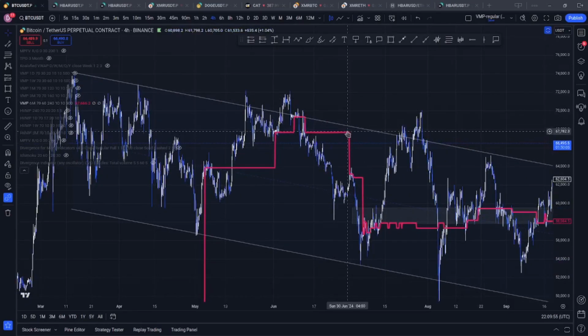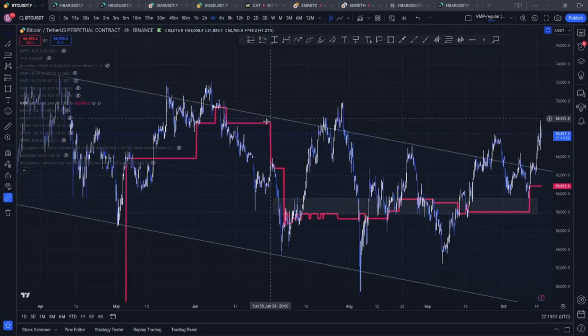So you'll look at the date, you'll see it's June. Okay, so this is a 6 month point of control based on the color. So that is where you're going to want to look to probably take profit, or if you're shorting, look for a short around that area.